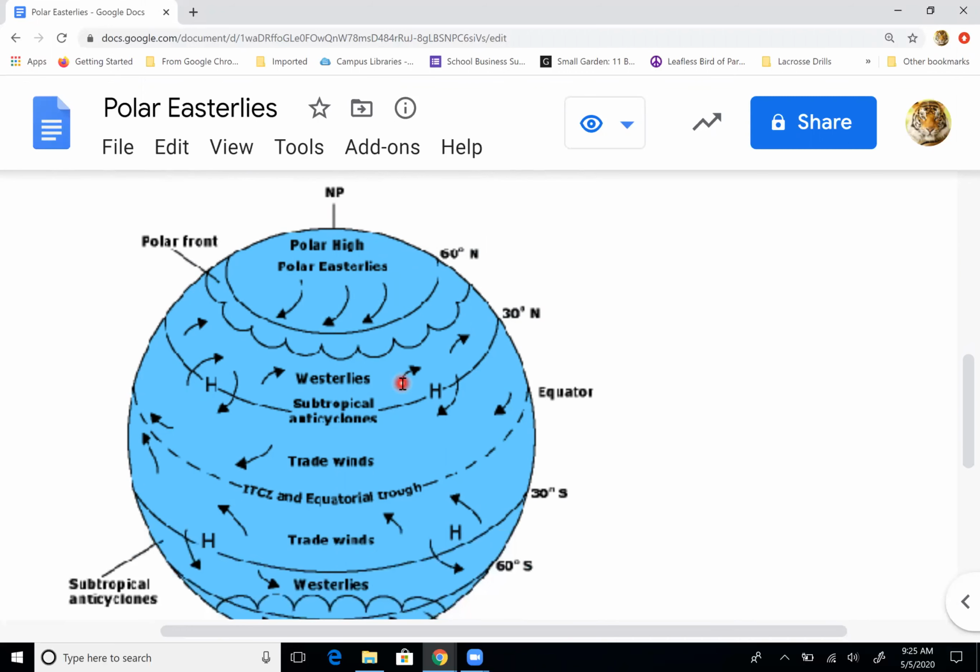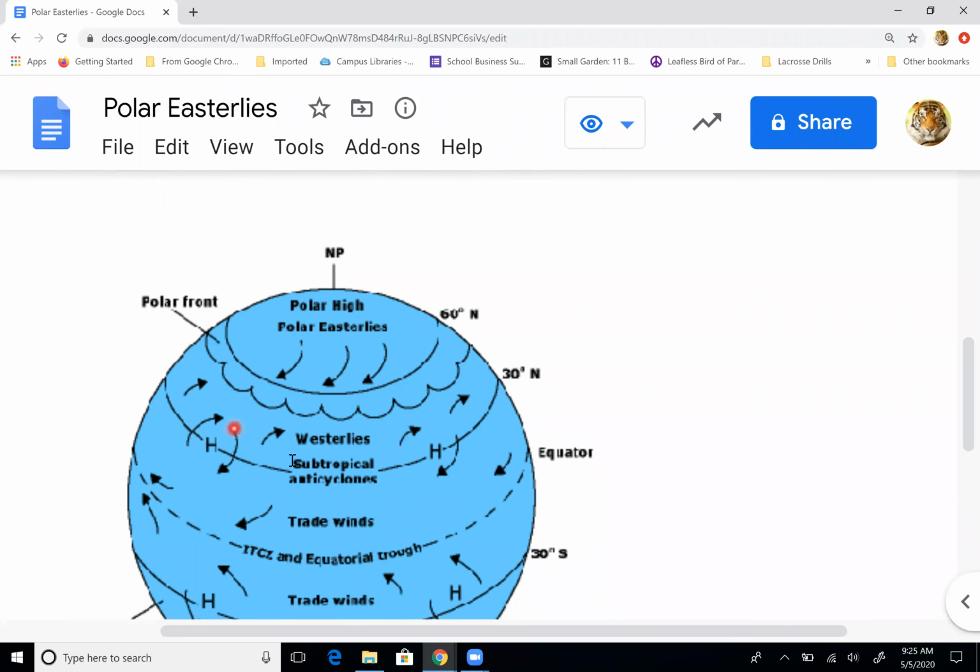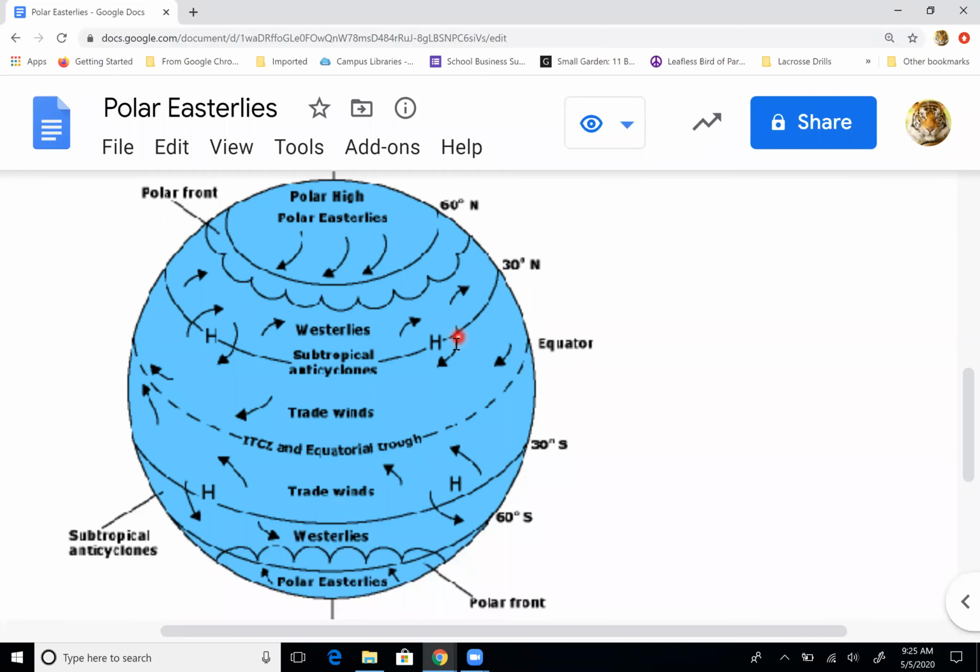That's opposite from what the westerlies are doing right below them. The westerlies start in the west and go towards the east, and the polar easterlies start in the east and go to the west. As you can tell, the winds are named after the direction in which they begin. The easterlies begin in the east, the westerlies begin in the west. And the trade winds are named that because the sailors used them to sail out west.